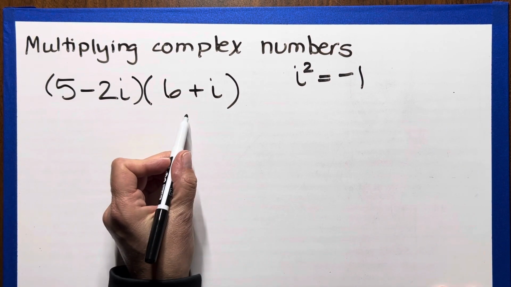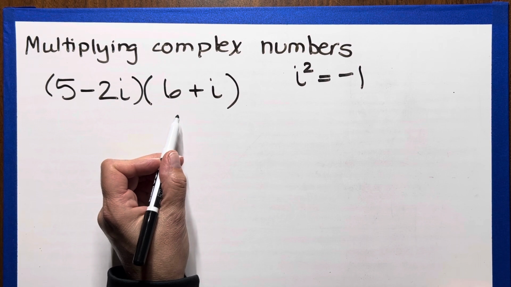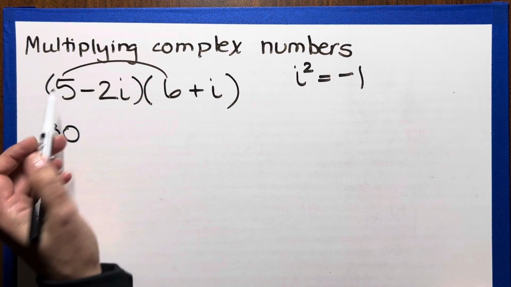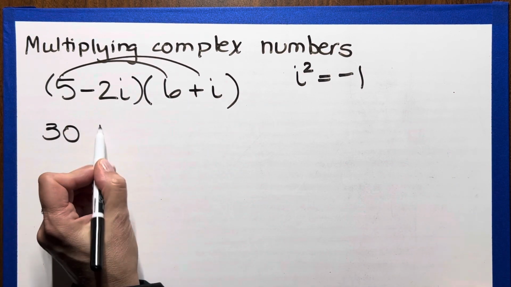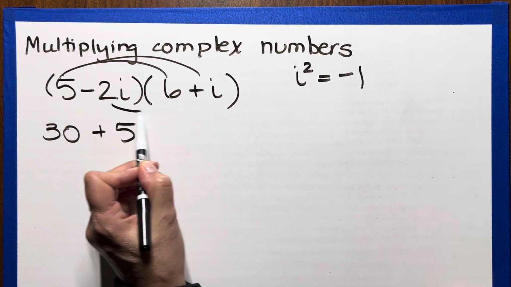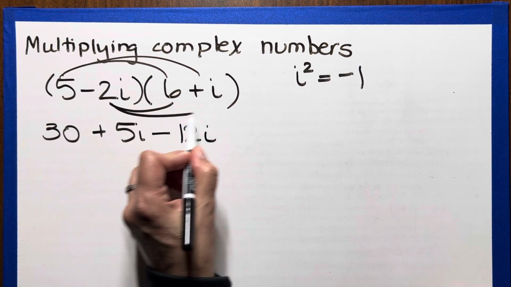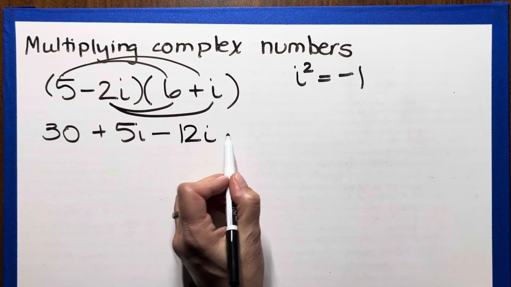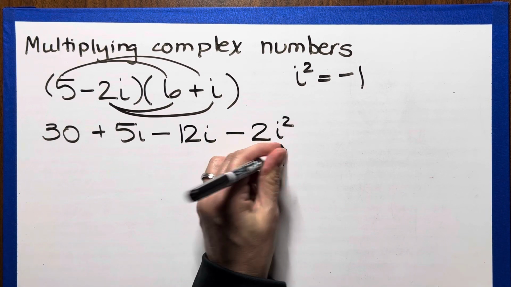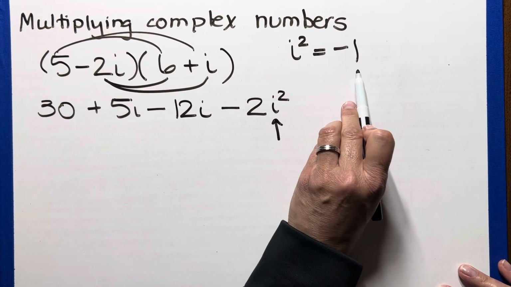Since I have two binomials, I'm going to use the FOIL method, commonly known as double distribute. So I will do 5 times 6, which is 30, 5 times 1i, which is plus 5i. Then I'm going to do the -2i times 6, so minus 12i, and -2i times i, which is minus 2i squared. This is what we want to be mindful of, because this i squared is really a -1.